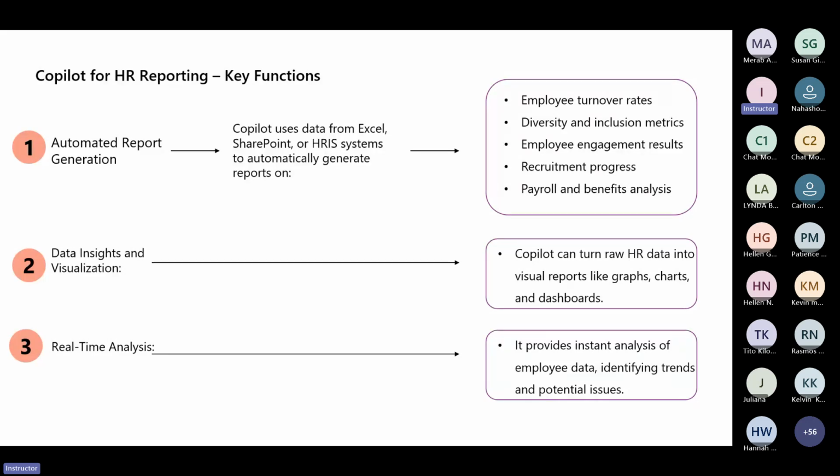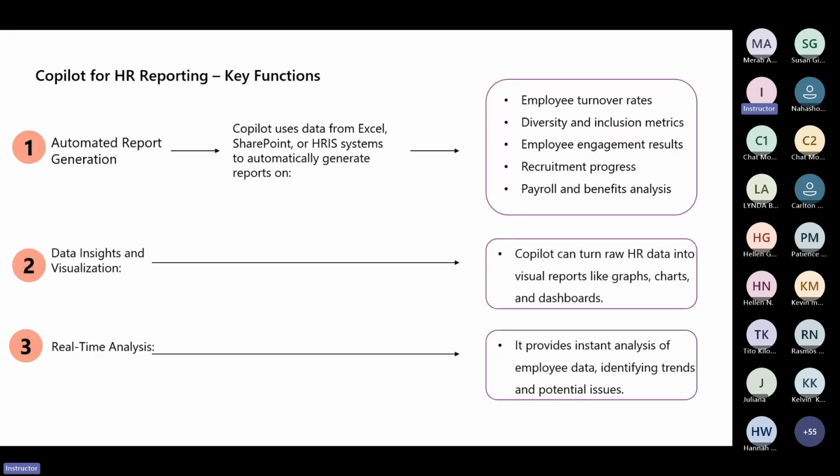enabling better decisions. So with AI-driven features, Copilot helps to automate the reports, to visualize the insights, and to provide real-time data analysis as well. You see, it helps with automated report generation, for example, where Copilot eliminates the need for manual report creation by just automatically pulling data from various HR tools and systems. It helps to track essential HR metrics and to create comprehensive reports that are accurate and consistent.